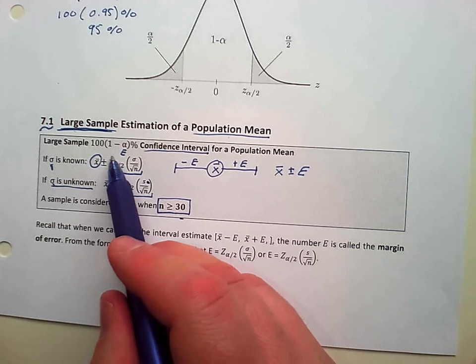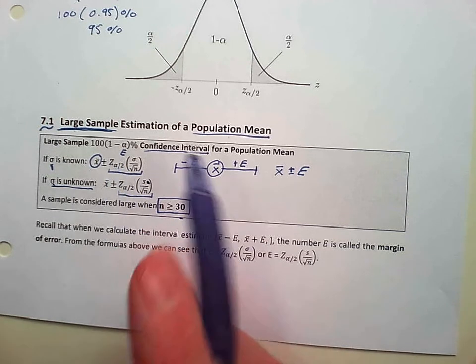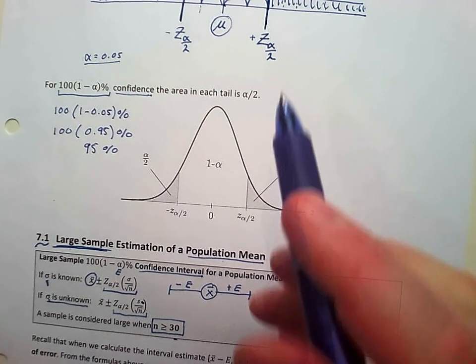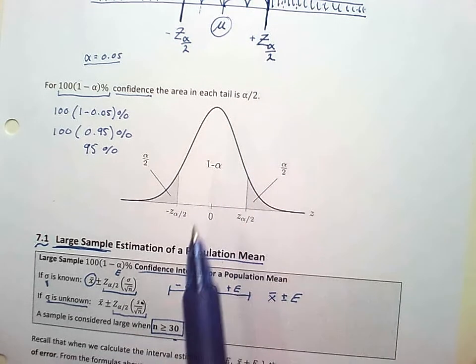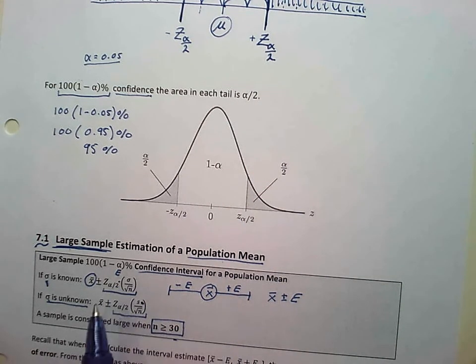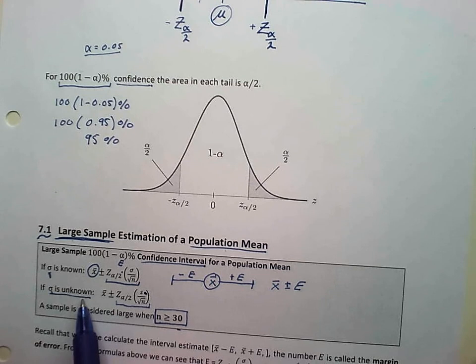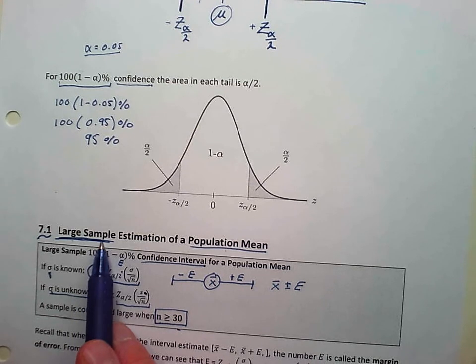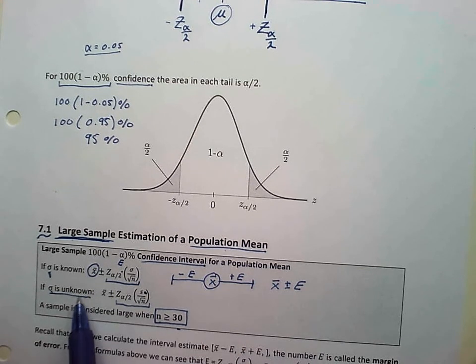We still have these z sub alpha divided by 2's, the ones that we talked about up above. We multiply that by sigma divided by the square root of n, where little n is our sample size. The second formula for large sample estimation of the population mean is for when we don't know sigma. Now we still have all the rest of the formula the same, but instead of using sigma, we use our sample standard deviation S instead.